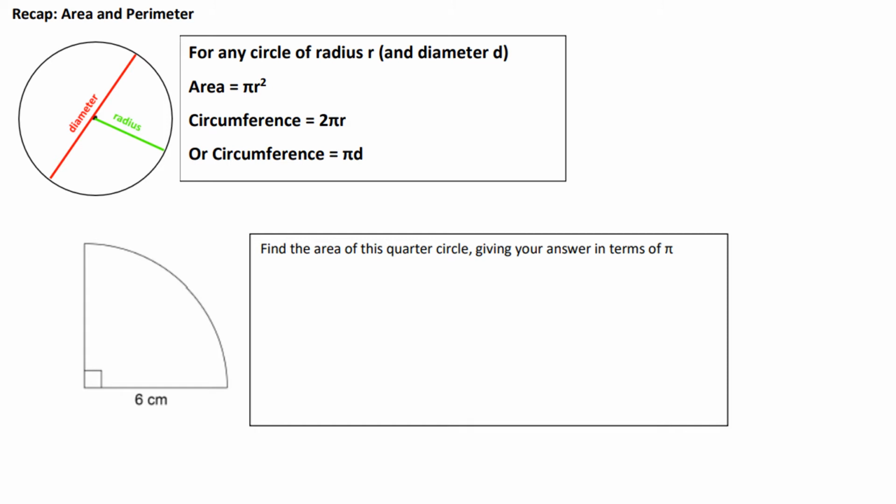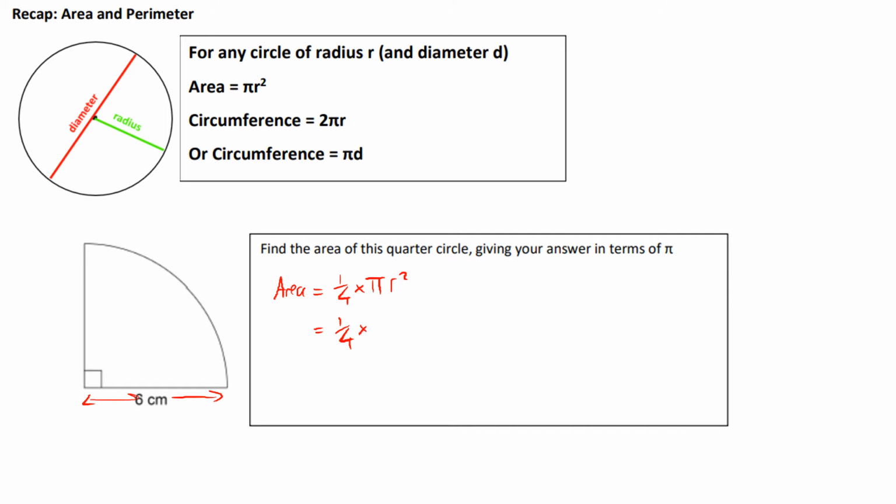For the second one, we've got to find the area of a quarter circle, giving your answer in terms of pi this time. The area of a quarter circle is just going to be a quarter of pi r squared. So whatever the circle area was, we just divide it by 4, we times it by a quarter. In this case, the radius is 6. We can just see that on the diagram.